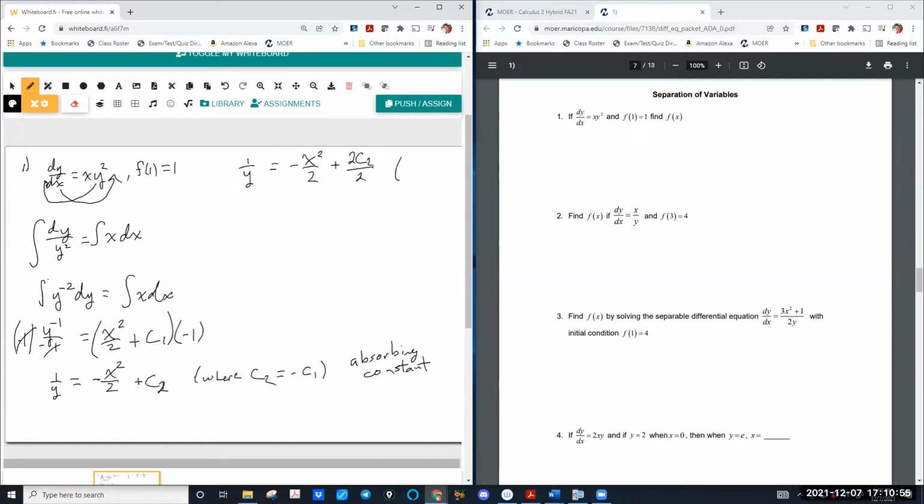But I'm going to let 2c2 get absorbed into another constant, so I don't have to worry about the 2. Basically, we're trying to keep this thing as simple as possible. And you'll see why I want to combine these here in a second. What I have is negative x squared plus c over 2.